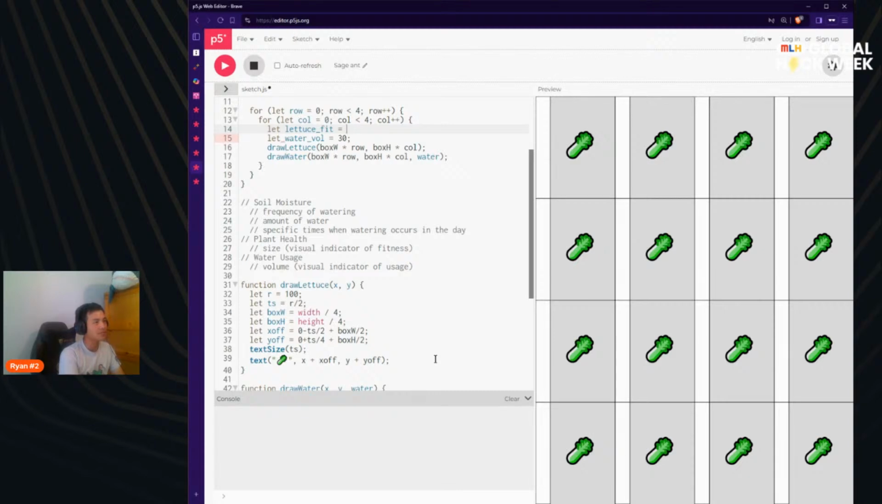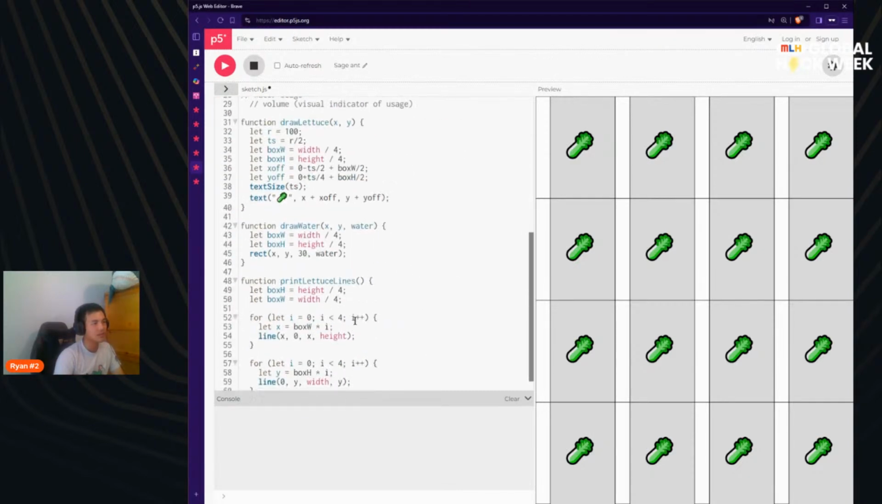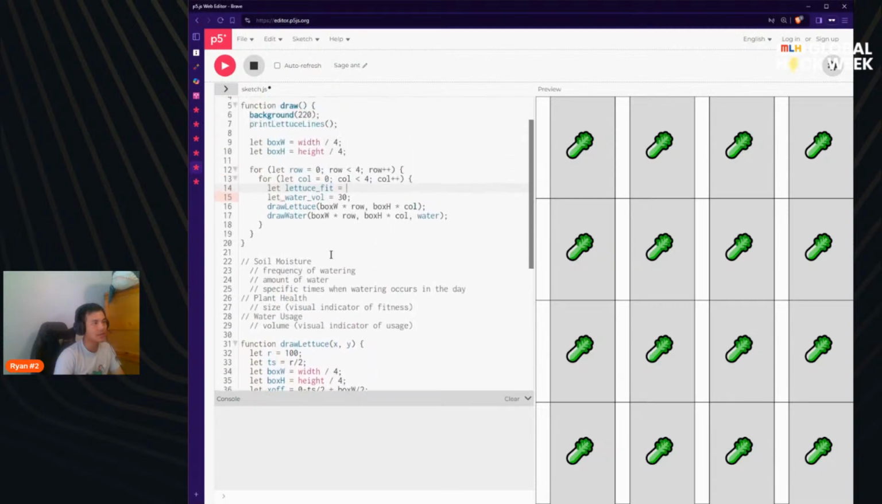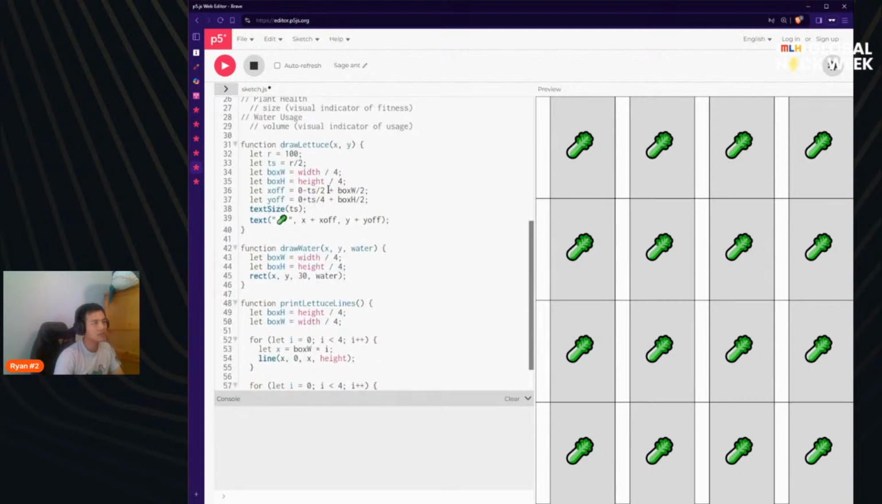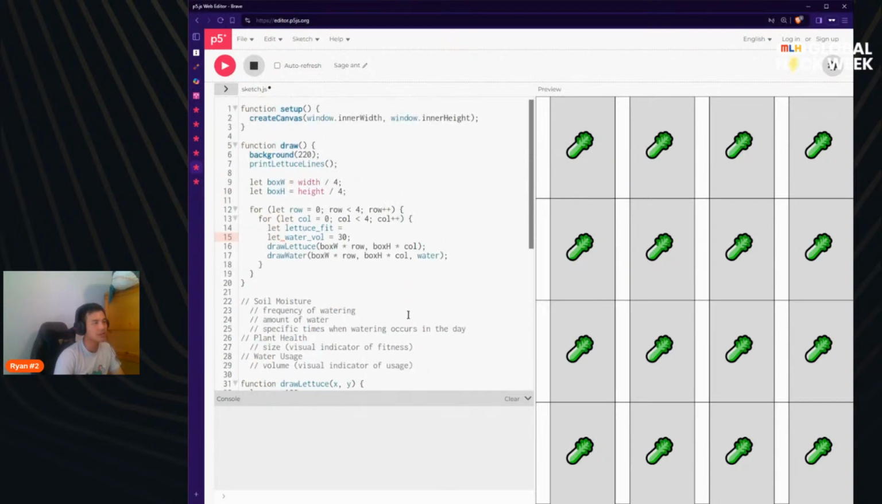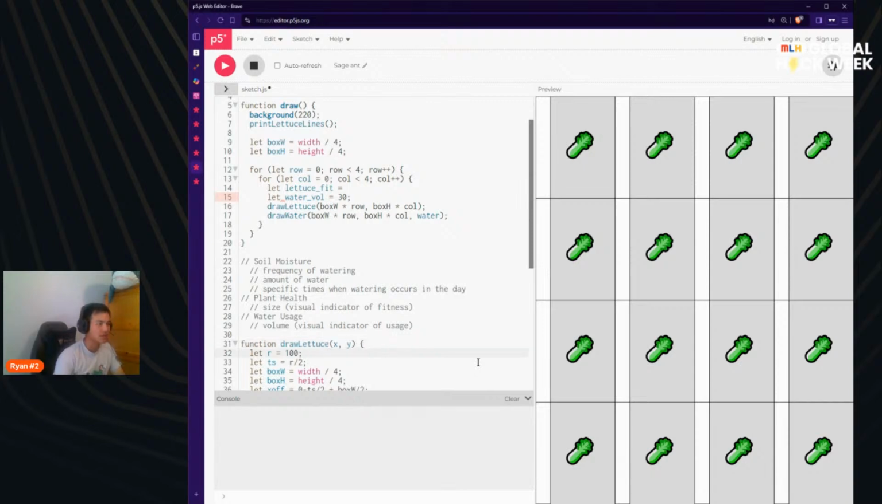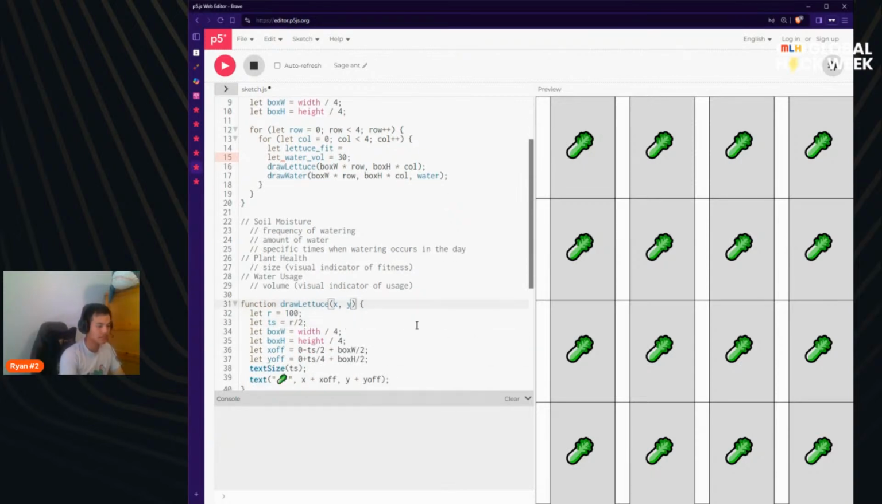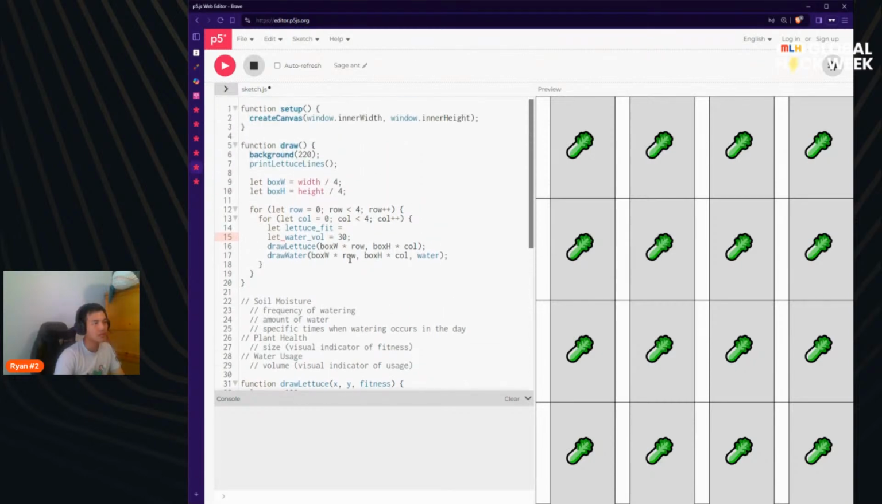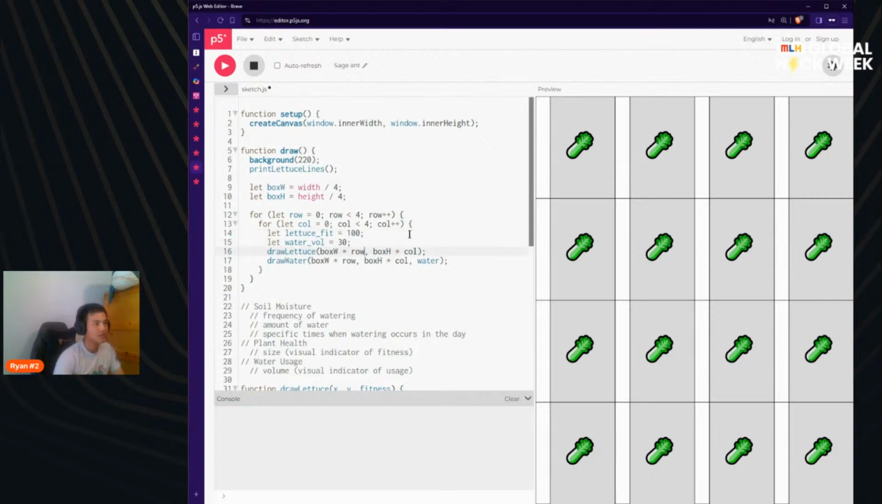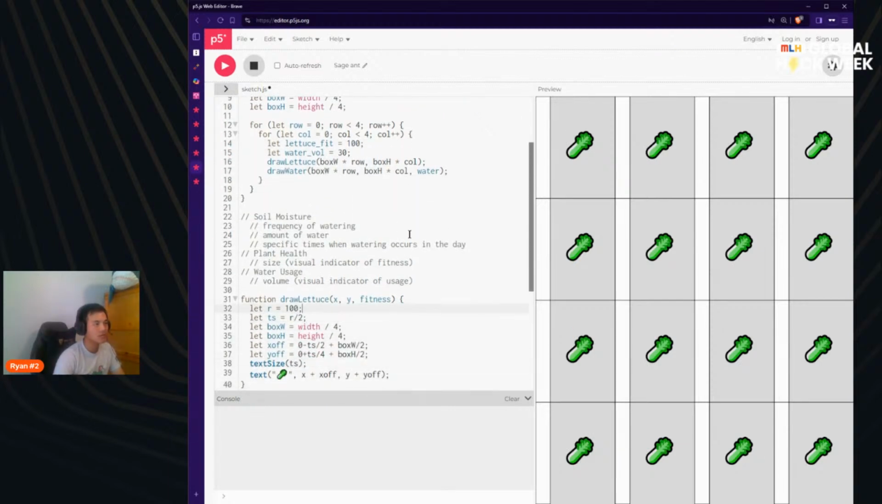Lettuce fitness. Let's just set this at, what's the current font of our lettuce? It's whatever TS is, which is R divided by 2, and R is 100. All right. Let's just call this fitness. We'll set this to be at 100. Anywhere that we see R, we'll just turn this into fitness, which is only once.